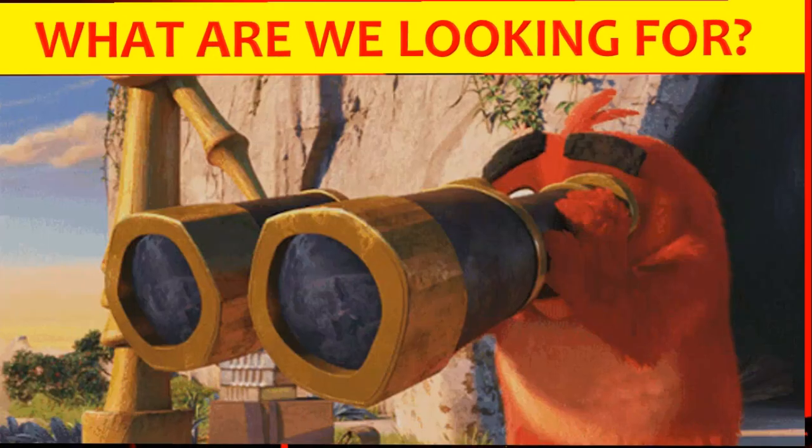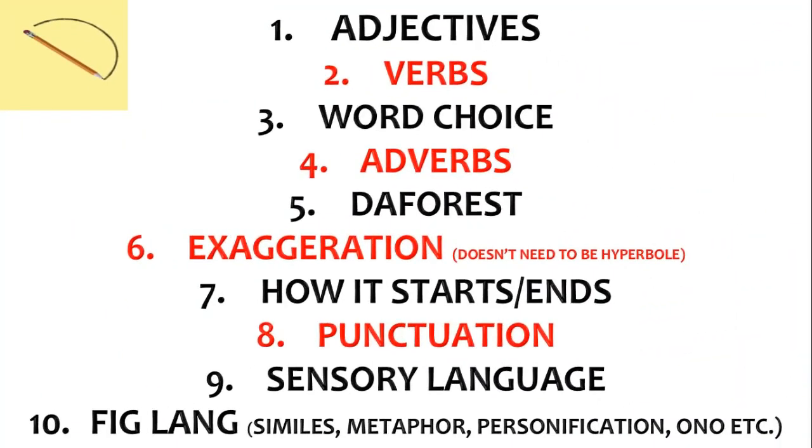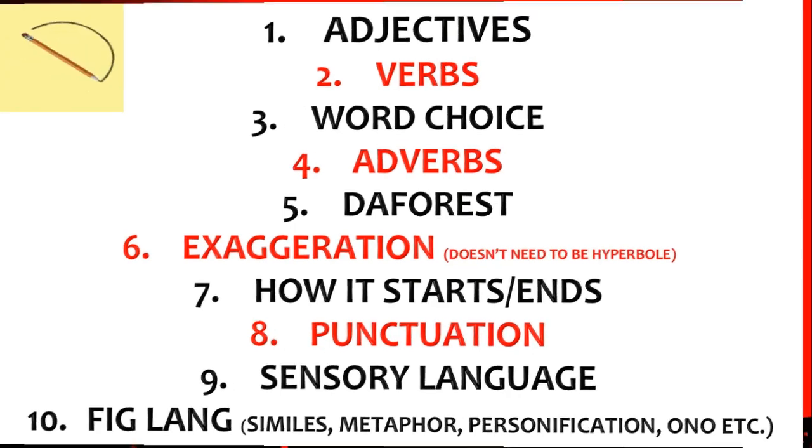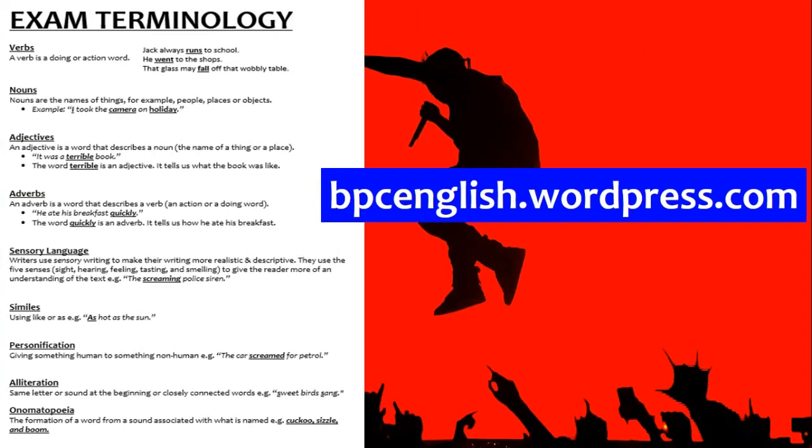So what are we looking for in this question? Well, we're looking for adjectives, nouns, verbs, word choice, adverbs, the senses, hyperbole or exaggeration, how it starts or ends, so the structure, punctuation, sensory language and figurative language. So a big tip is, if you don't really know what some of these are, so for example, if you can't tell me straight away what an adverb is, that's what you need to be revising for this exam. Okay, if you want to look at exam terminology, I've got a worksheet that's on bpcenglish.wordpress.com.